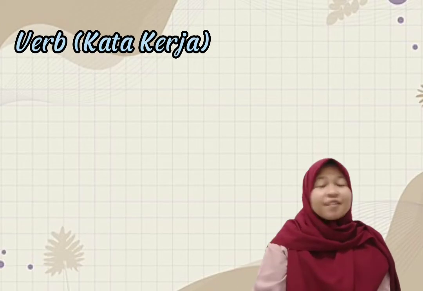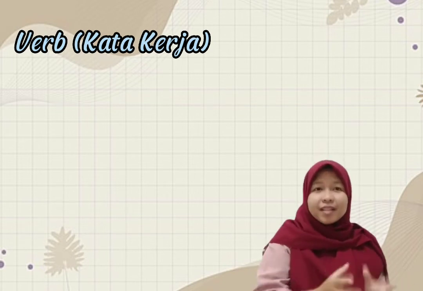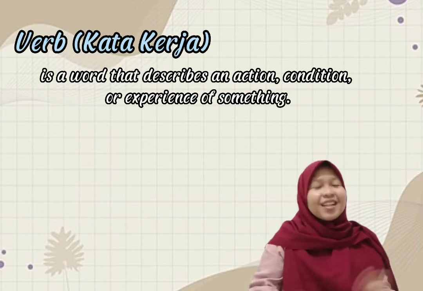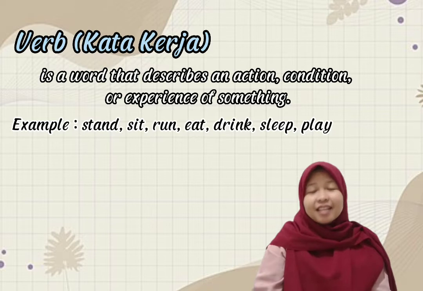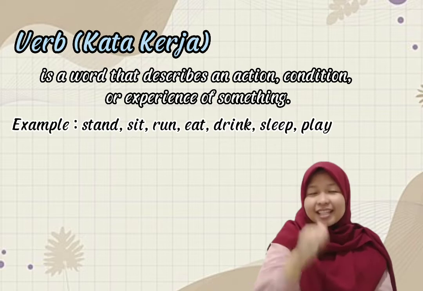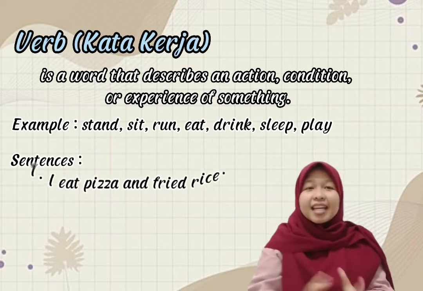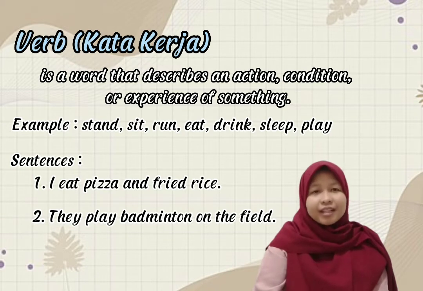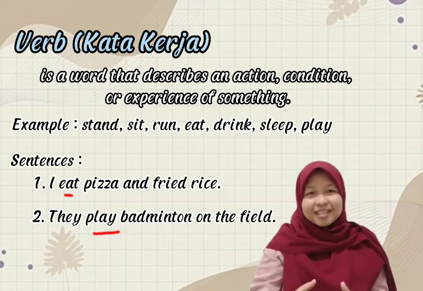The third is a verb. Verb is a word that says what someone or something does, or a word that describes an action, condition, or experience of something. As an example, stand, sit, run, eat, drink, sleep, and play. We have sentences, I eat pizza and fried rice. They play badminton on the field. Eat and play in here are verbs.